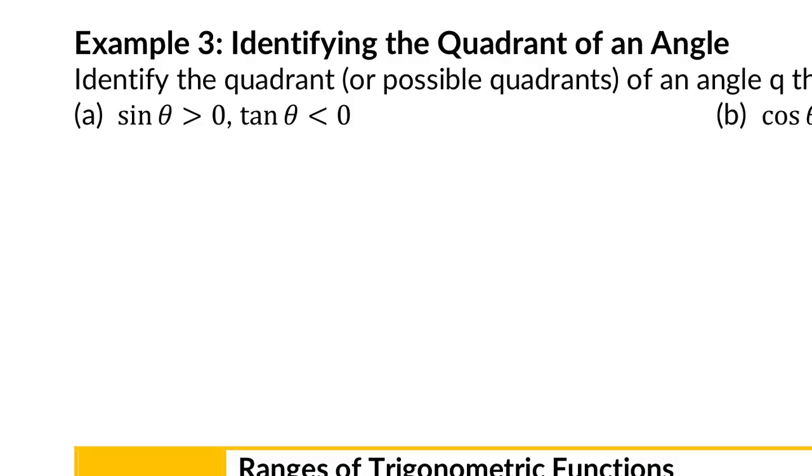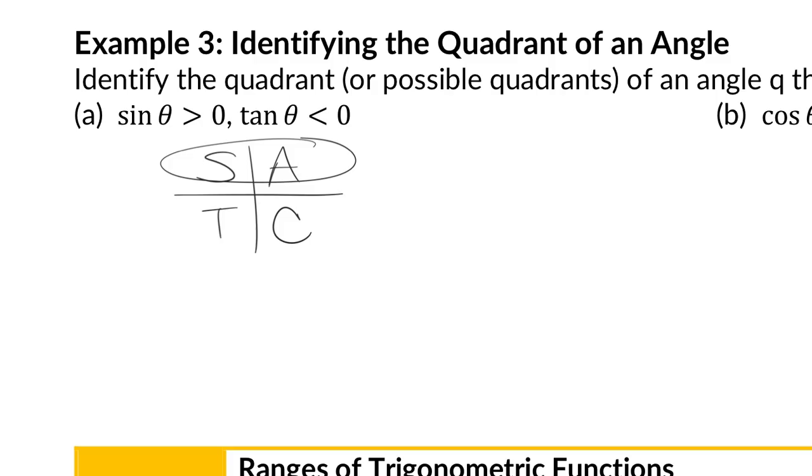So here's how I've always done this one: I'm going to draw myself a coordinate grid and put A, S, T, C because I want to make sure I remember which are going to be positive where. If we know that sine of theta has to be positive, which two quadrants is sine of theta positive in? S and A. So I'm going to circle those. Those are two options because that's where sine is positive.